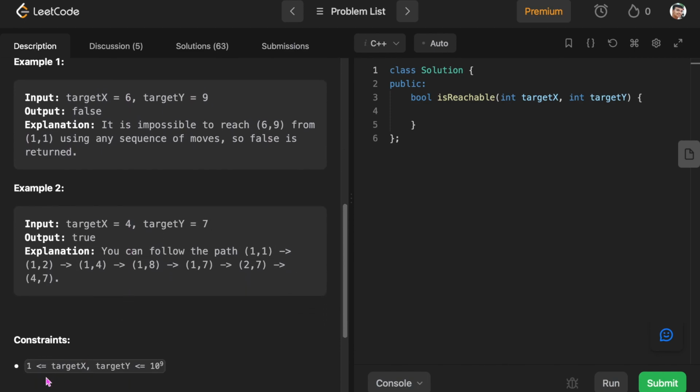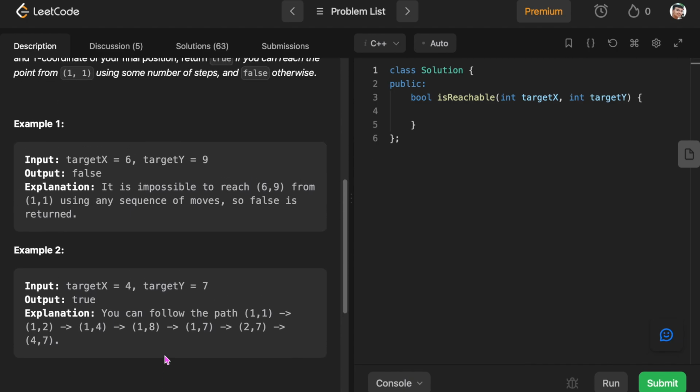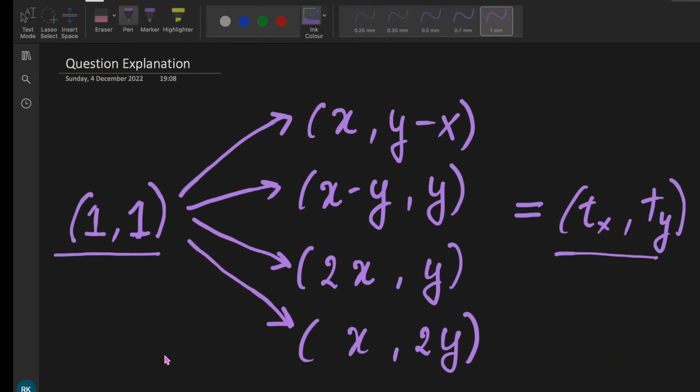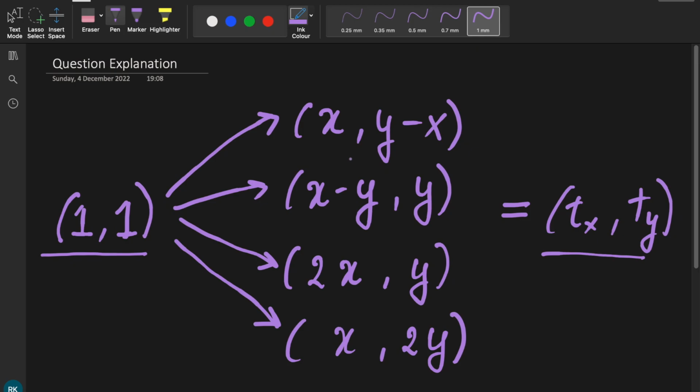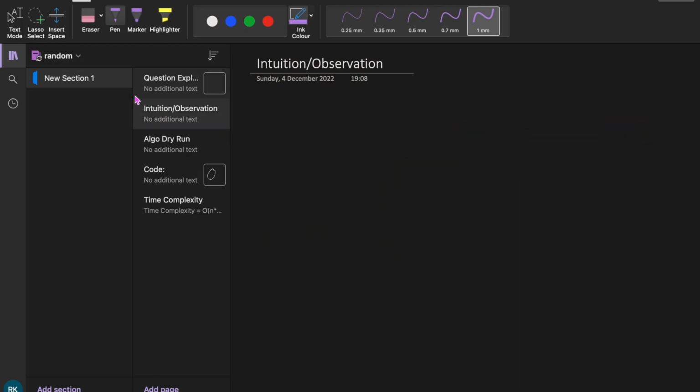And the constraints of the problem are 10 to the power 9, so we cannot do something like a big O of n approach. Either we have to come up with logarithmic of n or root of n. So basically we have these four steps. So let's understand the intuition or observation behind this.